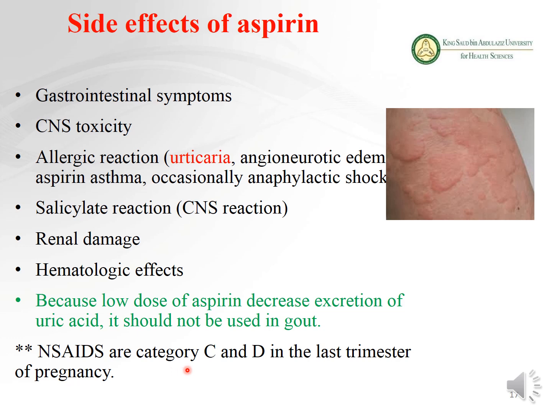NSAIDs are considered to be category C drugs in the first and second trimester. In the third trimester, they are considered to be category D drugs. But they should not be used in pregnancy. They can also be excreted in the lactating mother, so they should not be used for mothers who are feeding their babies.